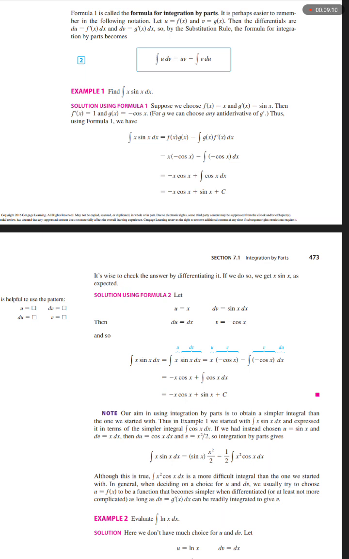In general, when deciding on a choice for u and dv, we usually try to choose u equals f(x) to be a function that becomes simpler when differentiated, or at least not more complicated, as long as dv equals g'(x) dx can be readily integrated to give v.